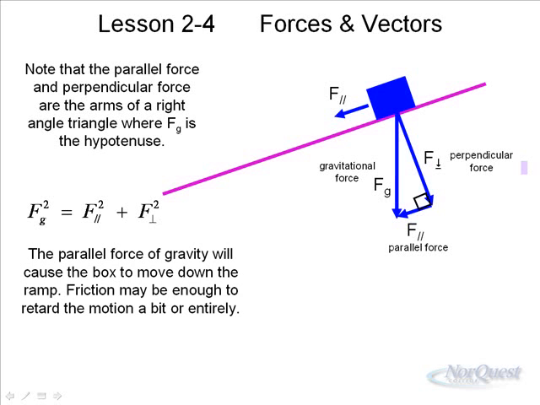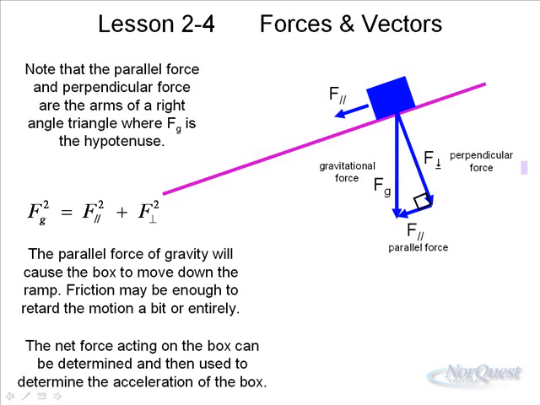So the parallel force of gravity causes the box to move down the ramp. Friction may be enough to retard the motion a bit or entirely. If the box wants to move down, then friction is going to be exerted in that direction to oppose the motion. And the net force is going to be the vector sum of those two forces. Of course, if somebody's also pushing on the box at the same time, that can also be incorporated. So the net force on the box can be determined and then used to determine the acceleration of the box.